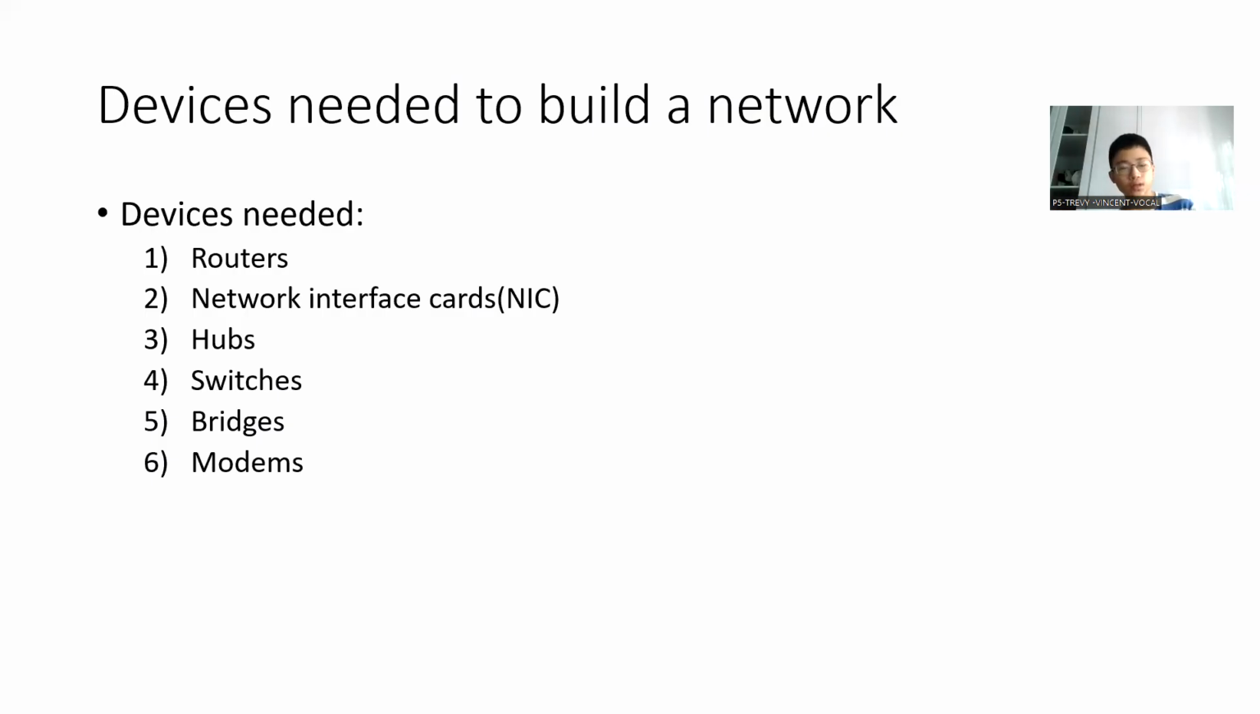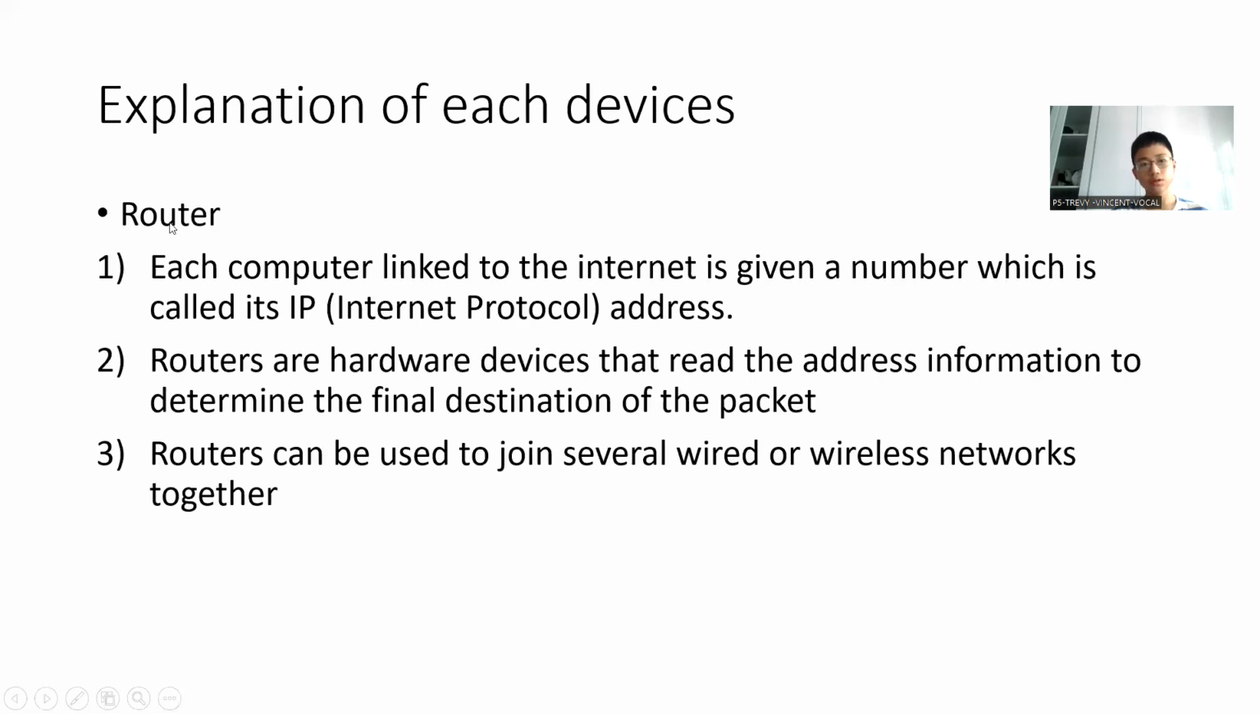Right. So these are the devices needed to build a network. You need at least six of these, which include routers, network interface cards, hubs, switches, bridges, and modems. I'm going to be explaining to you one by one what these devices are. So the first one is the router.